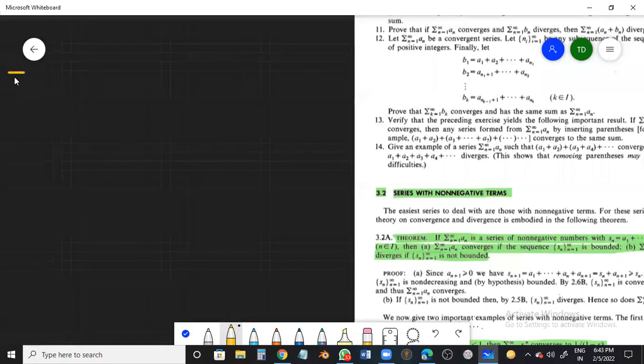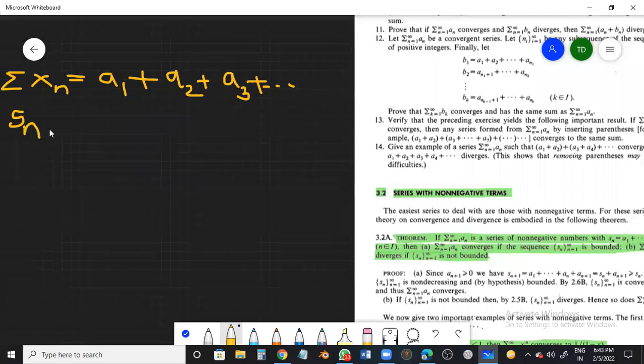If I go to summation xn, let us call it that, then we won't have confusion. Summation xn is A1 plus A2 plus A3 plus and so on. There are no parentheses. Got it? So what will be the sum of first n terms? Sum of first n terms is A1 plus A2 plus and so on up to An.